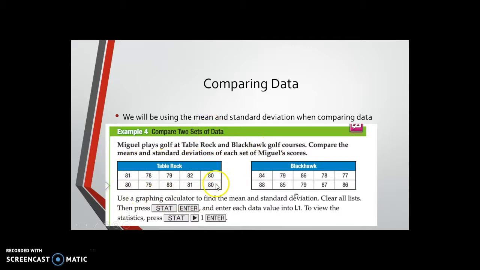Here are scores at Table Rock, and then here are scores at Blackhawk. I'm going to enter in the data and get the mean and the standard deviation for his scores at Table Rock and his scores at Blackhawk. We're going to have to do that separately. I'm going to do it twice. All right. So I'll be right back with the calculator.